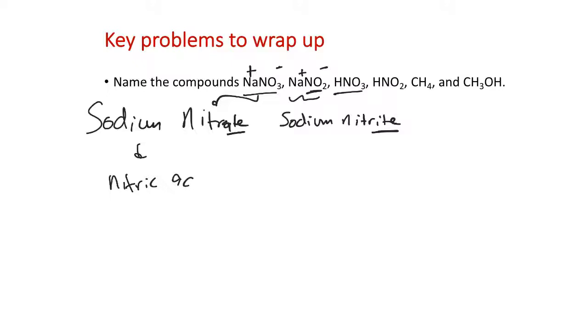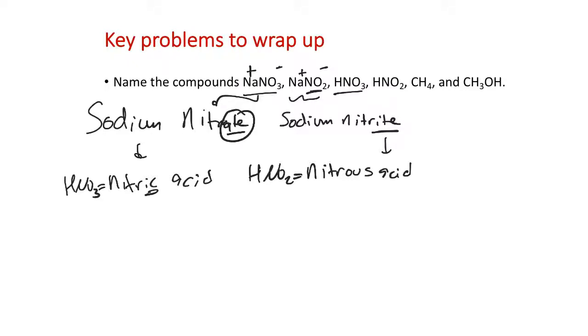I'm sure you've seen that name before. And then HNO2 should also have a different name. The ITE acids end up becoming OUS. So this ends up being named nitrous acid. We have HNO2, nitrous acid, HNO3, nitric acid. So any anion that has an ATE suffix just goes to IC acid when we are naming the acid form of that particular anion.